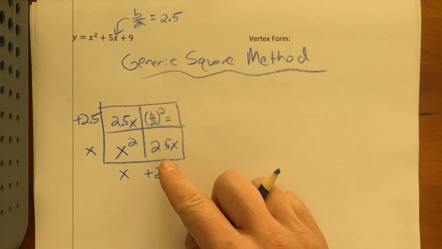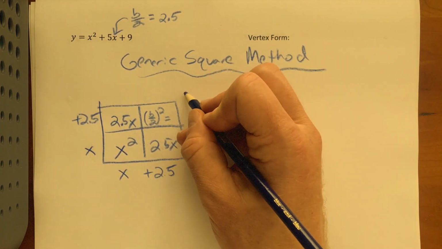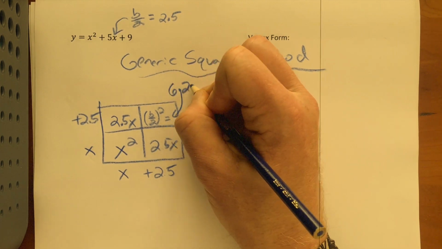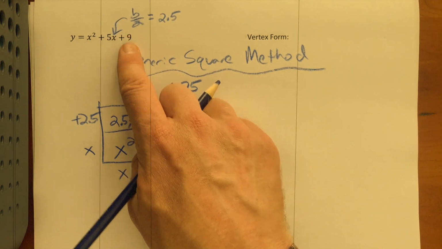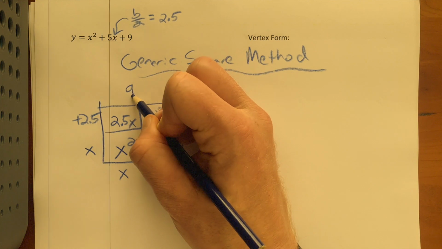We have 9 ones, but that doesn't matter. 2.5 squared, b over 2 squared, that's what we need to get in that top right corner. Using our trusty calculator, 2.5 times 2.5 is 6.25. We have 9 ones currently.